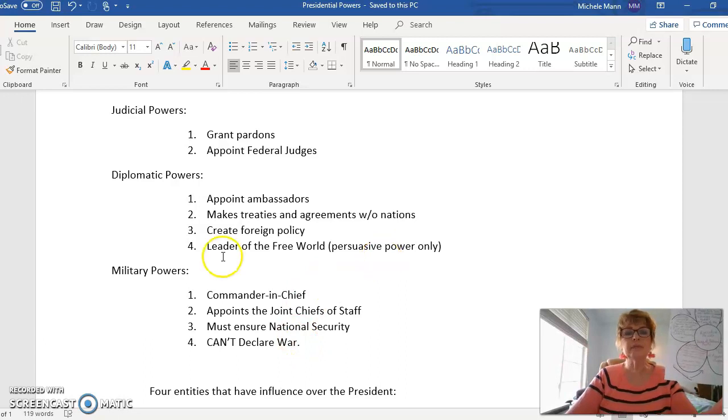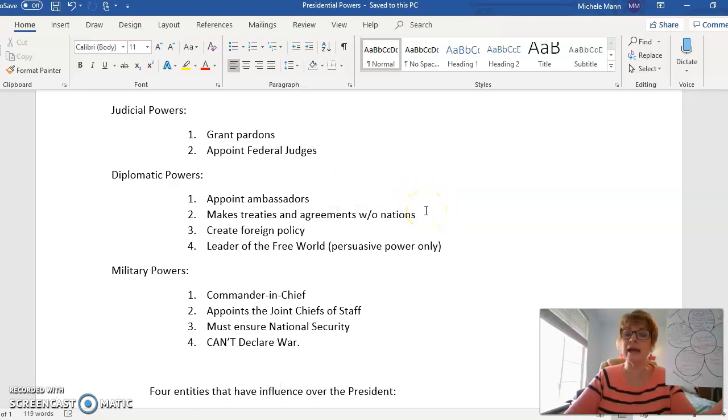Then he has diplomatic powers. You notice there's several appoint powers: appoint federal judges, appoint ambassadors. He appoints the Joint Chiefs of Staff. He has 3 appoint things in here. He appoints ambassadors to the nations. These are our representatives there. He makes treaties and agreements with other nations.